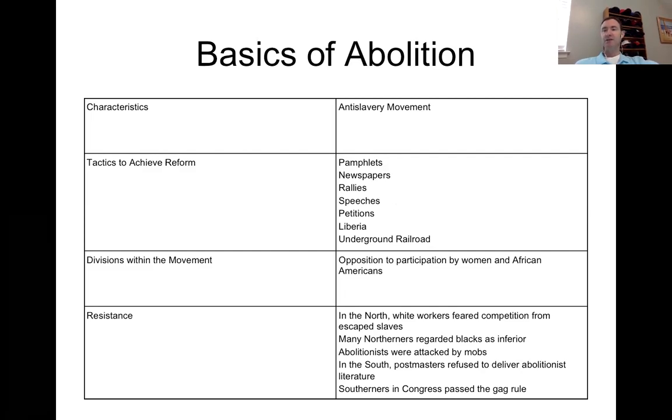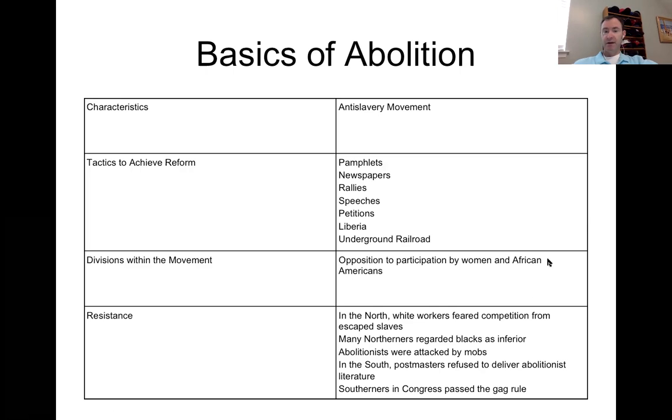Its capital is Monrovia, which was named after President James Monroe. And then, of course, the famous Underground Railroad that most of us are familiar with, Harriet Tubman. Okay, now this is interesting.